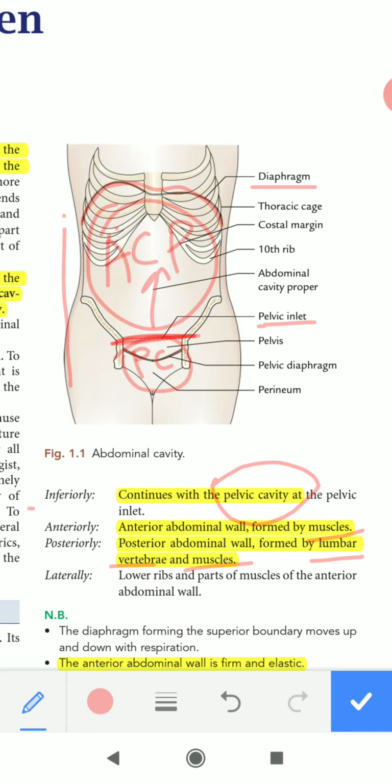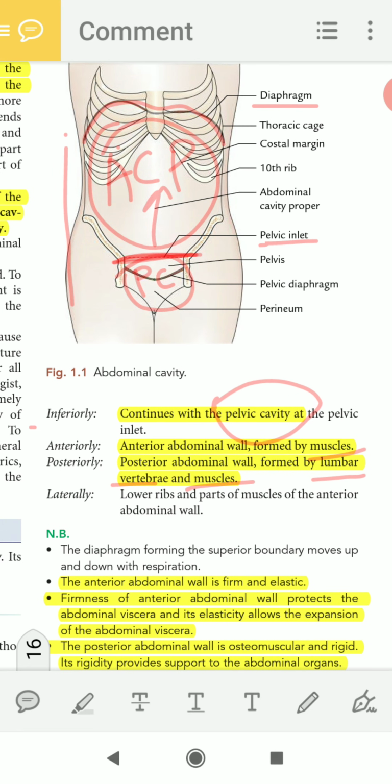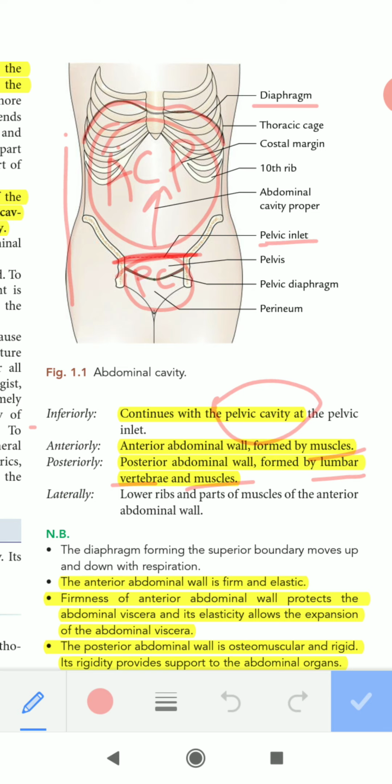Two important characteristics of the abdominal wall: the anterior abdominal wall is firm and elastic. The firmness of the anterior abdominal wall protects the abdominal viscera such as liver, kidney, gut, etc. And the elasticity of the anterior abdominal wall helps in expansion of the abdominal viscera. So the firmness protects the abdominal viscera, and the elasticity allows the expansion of the abdominal viscera.